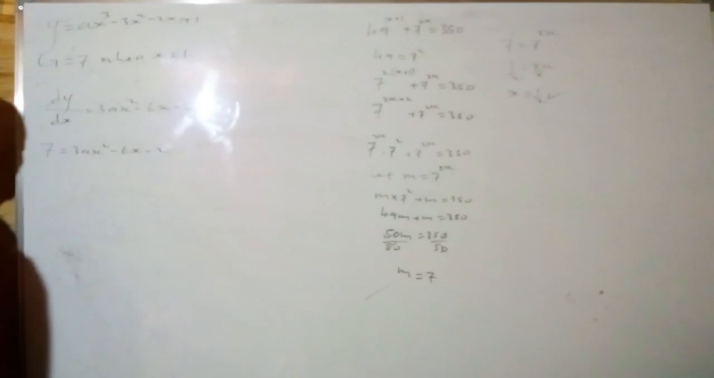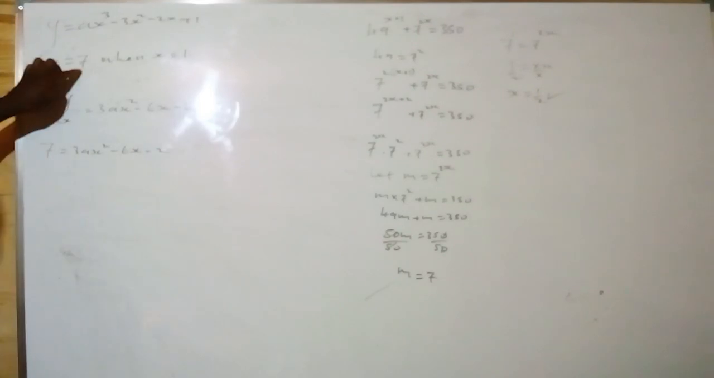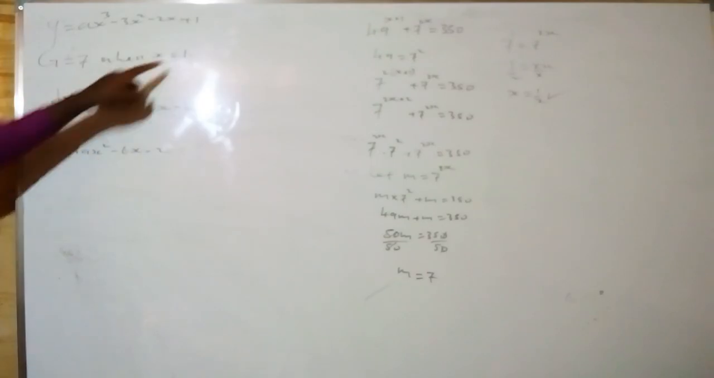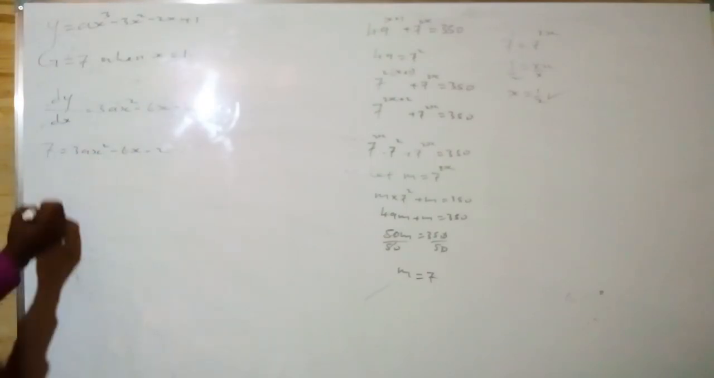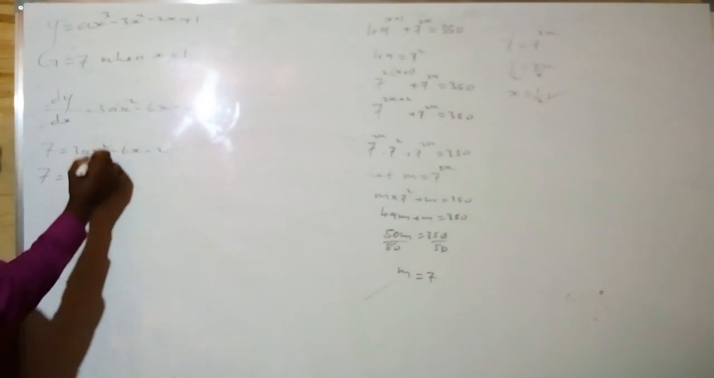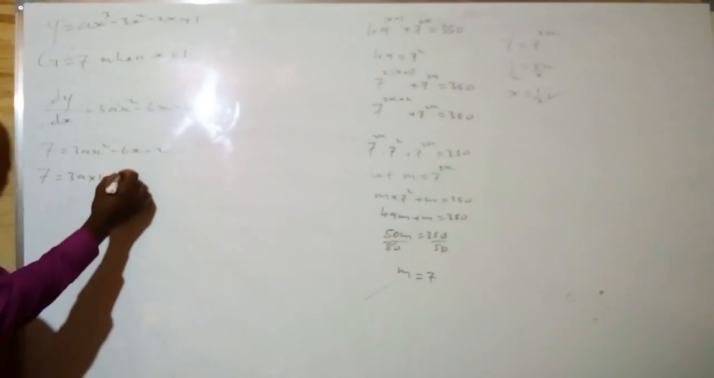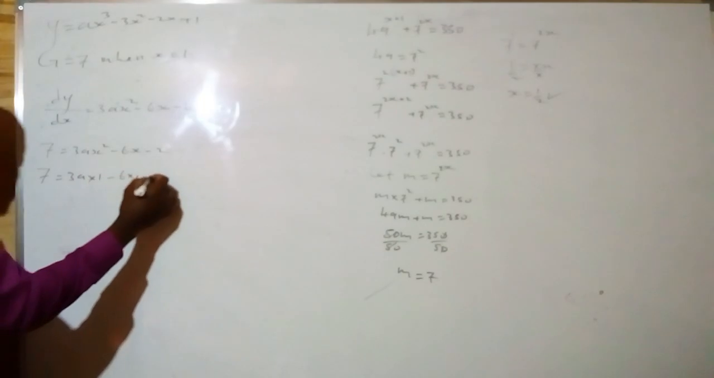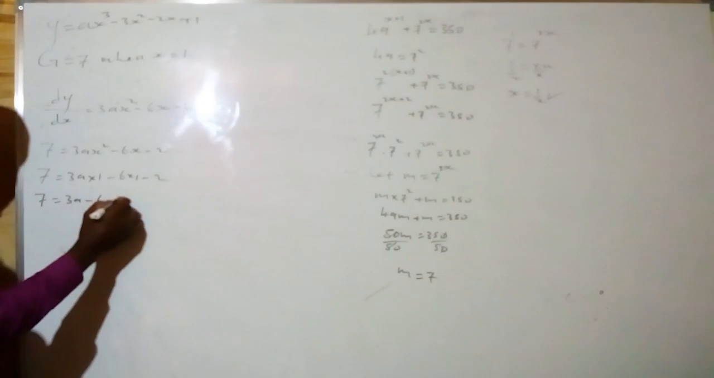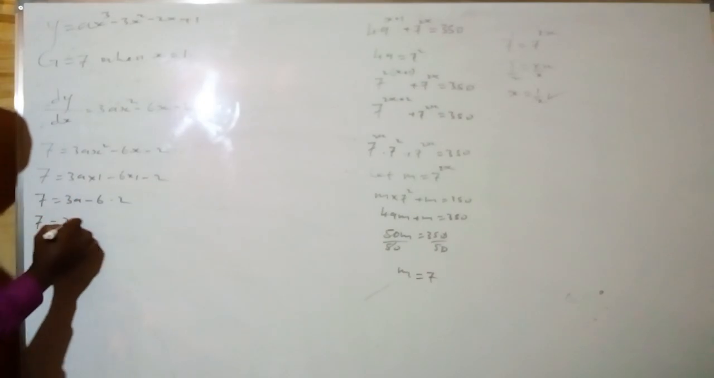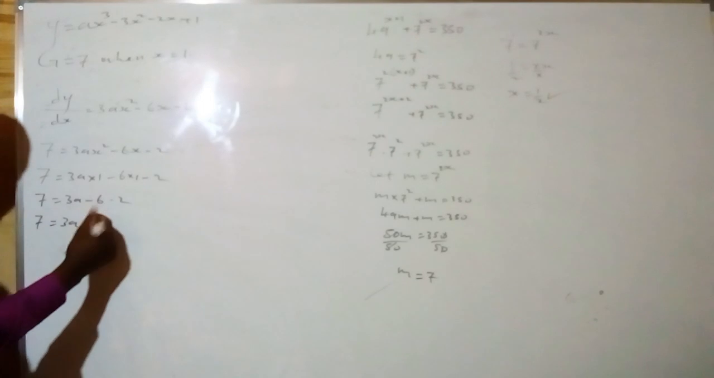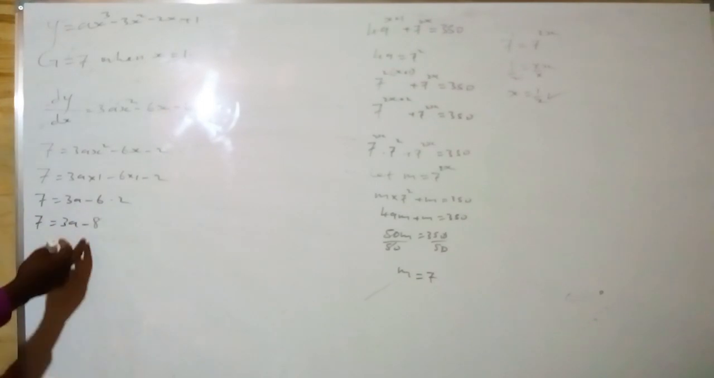But you'll be told the gradient is 7 when x is 1. Where we have x, you are going to replace it with 1. You substitute with 1 and say that 7 is equal to 3a times 1 squared, which is 1, minus 6 times 1, which is 6, minus 2. So 7 is equal to 3a minus 6 minus 2. Negative 6, negative 2, it's negative 8. Like terms, 7 plus 8.